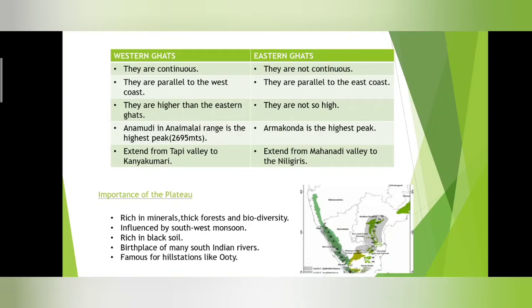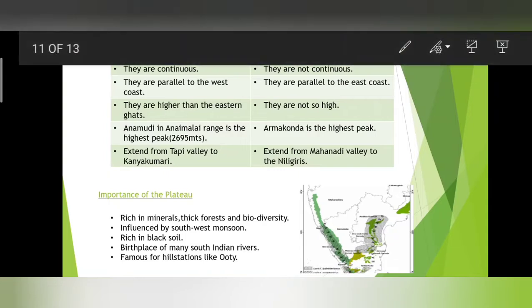Whereas the Eastern Ghats, if you see, there are gaps. It is not continuous. You can see in between there are many river valleys. But the Western Ghats are continuous. Then the Western Ghats are parallel to the west coast. And the Eastern Ghats are parallel to the east coast.